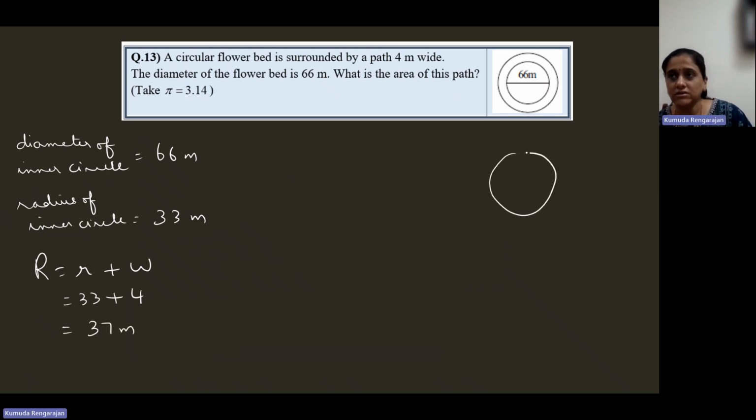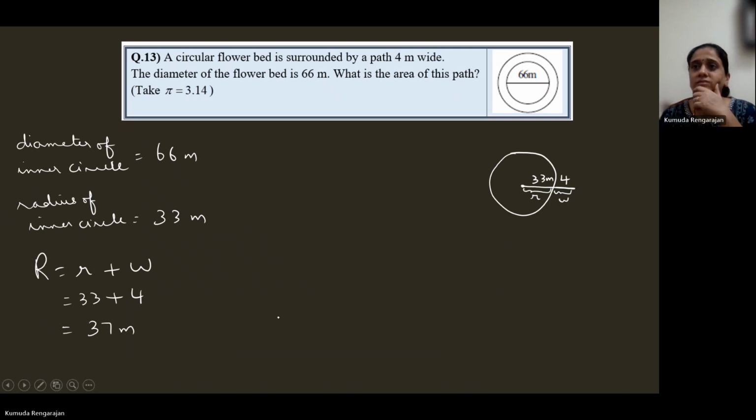See, this flower bed from here to here is 33. This one is 4. So this is small r. This one is W. So this is capital. That means this side 4, that side 4. So she's found the outer diameter. That's correct. You can also find the outer radius. I'll do that also. I'll tell you that also.